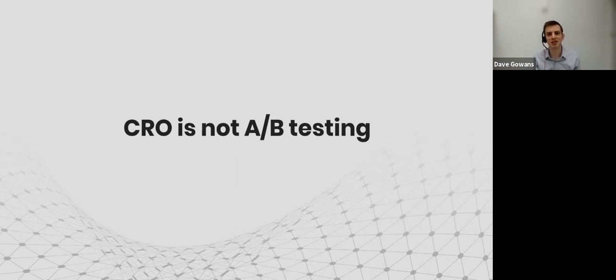A/B testing, in essence, is taking two versions of the page, showing half the users one version, half the users another version, and then you're measuring the difference between them. Is this version better than the other one? Now, this often gets very much confused with CRO because this is the main implementation of it. But in essence, A/B testing is a tool. It's a way to validate the changes you're making on your site.